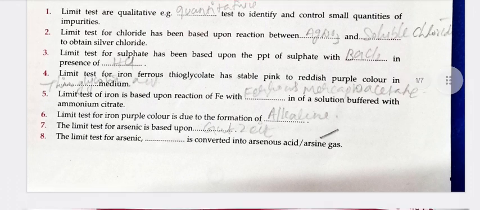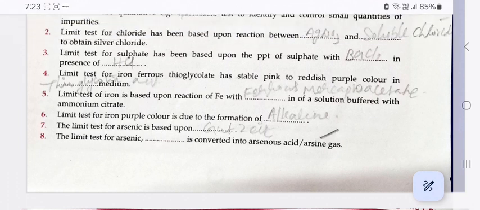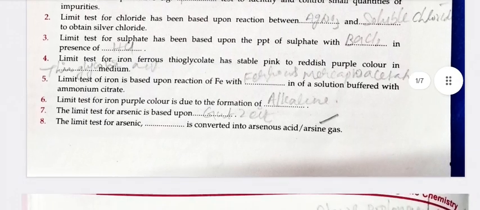Okay, so next, the limit test of iron is based upon the reaction of iron with ferrous mercaptoacetate in a solution buffered with ammonium citrate. That means in the limit test of iron, the reaction is of iron with ferrous mercaptoacetate in a solution buffered with ammonium citrate. This is not much important, so you can leave it.